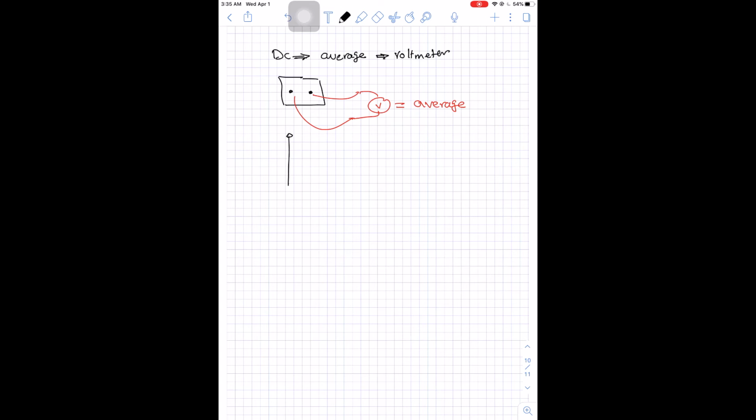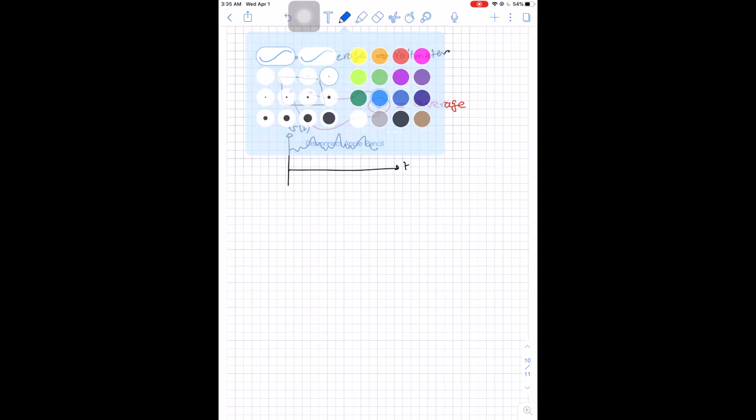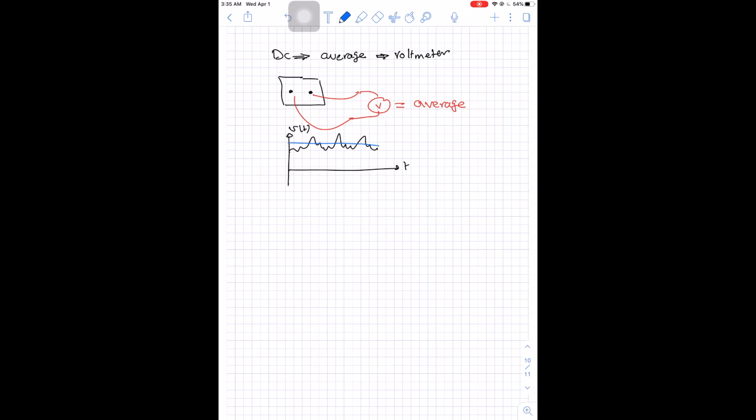So how is this device working? If your voltage versus time is changing, but it has an average, the device will calculate the average by finding 1 over the duration of the waveform multiplied by the integration of the waveform. This waveform is f of t, and you find the average over time T, assuming that this waveform is periodic and repeating. So these voltmeters actually give you an average.